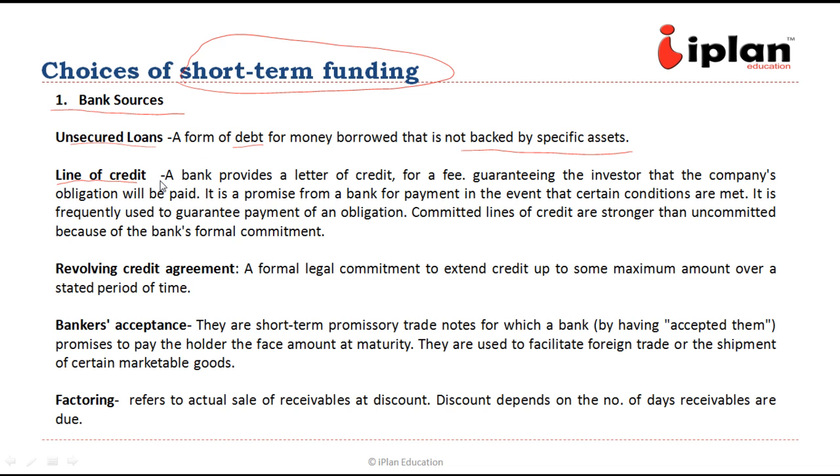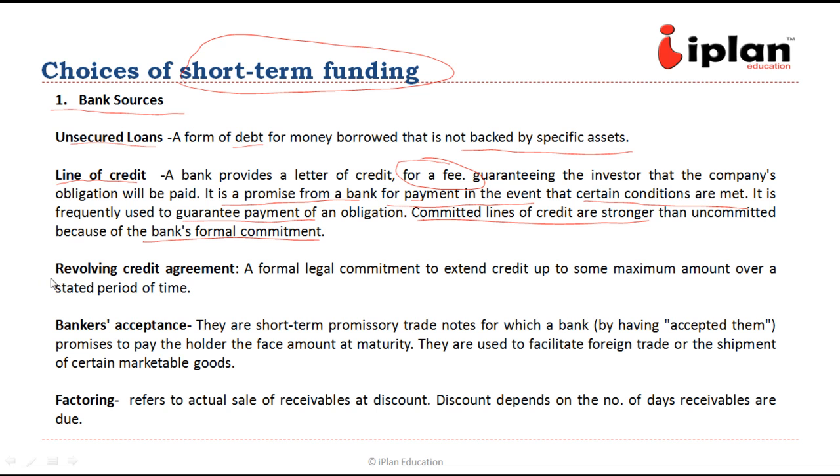The second is line of credit. This is typically issued by the bank. They are charging a fee for issuing a line of credit. It is basically a promise from the bank that payment will be made by the bank on behalf of the customer. There are certain conditions which need to be met. They are generally used to guarantee a payment to some client or supplier. So there are two kinds of line of credit. One is committed and second is uncommitted. Committed lines of credit are stronger because they ensure the formal commitment of the bank.